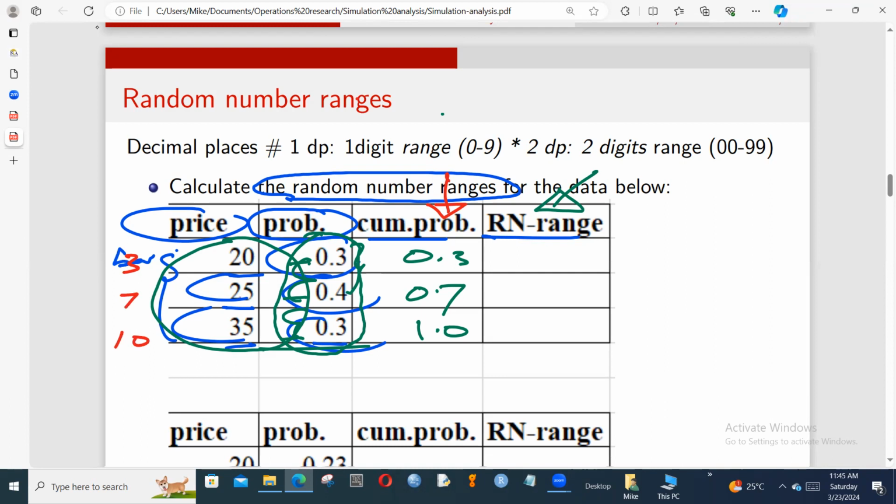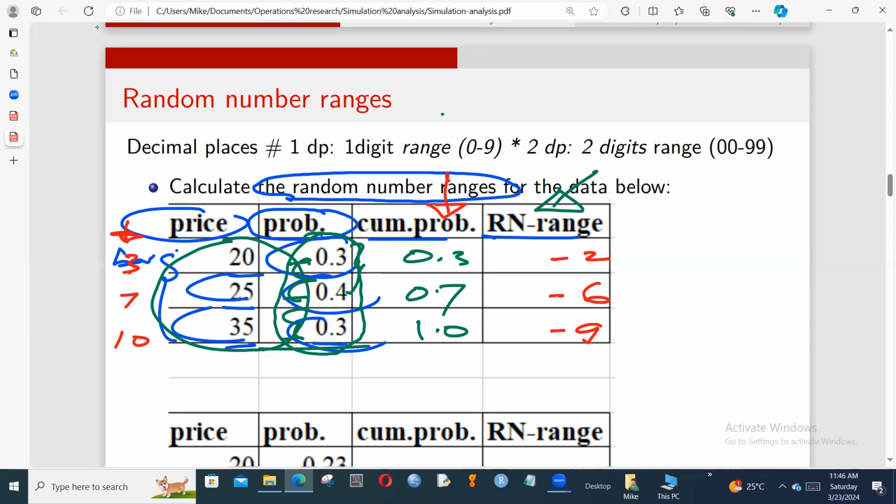So once you have treated them as whole numbers, now the upper limits of this range, because when you talk of a random number range, it is an interval from a particular lower limit to a particular upper limit. So the upper limit here will now be, you less 1. 3 less 1 is 2. 7 less 1 is 6. 10 less 1 is 9. That's it. When you use the upper limits of these assumed cumulative probabilities as whole numbers, you get those upper limits.